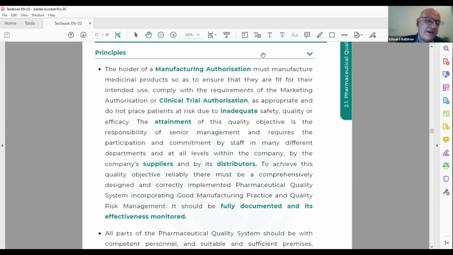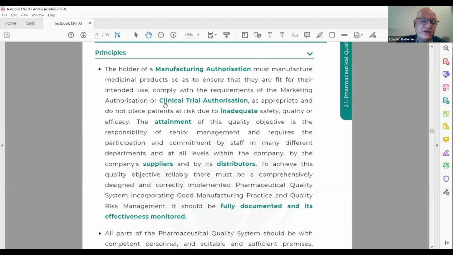So the holder of a manufacturing authorization is really the company that has approval from Europe to manufacture your drugs, your products, and sell them in Europe. You see there further down, there's marketing authorization. So again, you can have a manufacturing authorization and a marketing authorization. Or during clinical development, when you undergo clinical trials, you may be familiar with IND, or in Europe we call it IMPD, Investigational Medicinal Product Dossier.